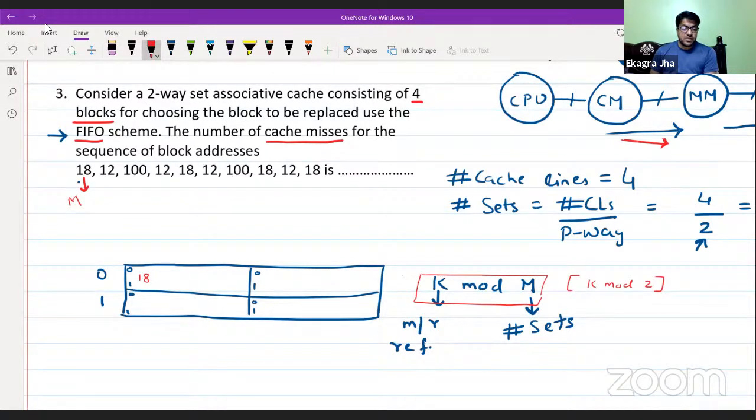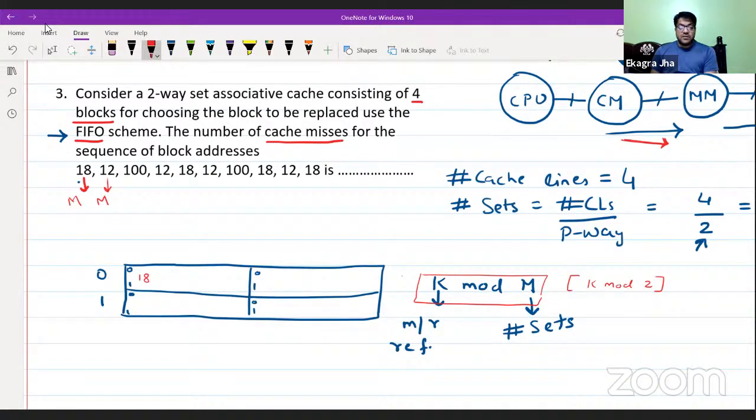But it is already a miss operation. Next, the CPU is asking for the next reference, 12, but 12 is again not present in this set associative cache. Hence, it is again going to be a miss.